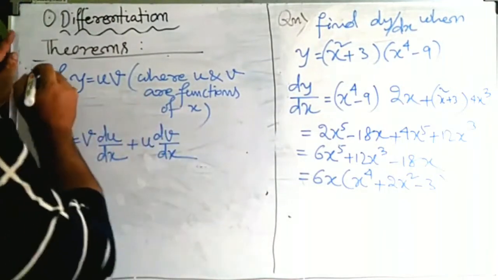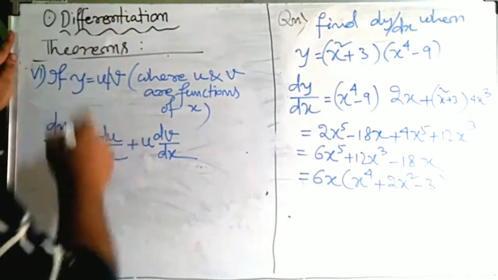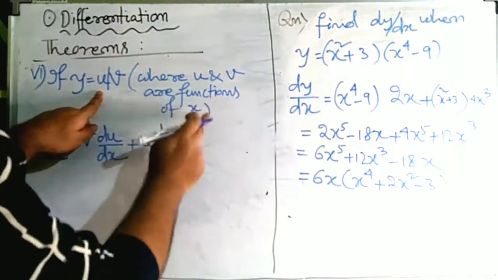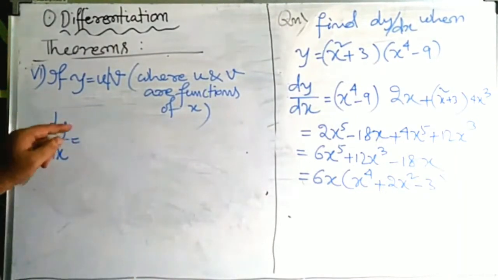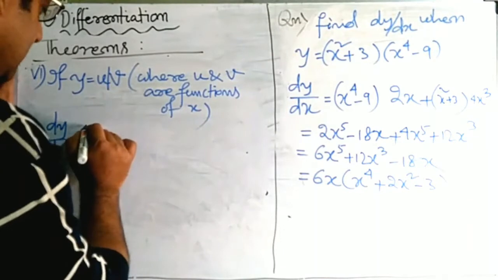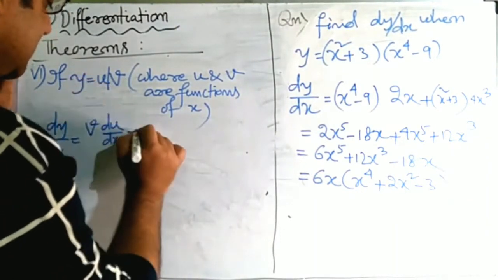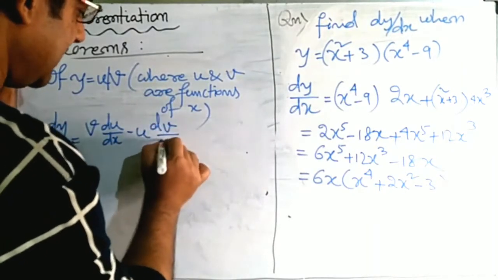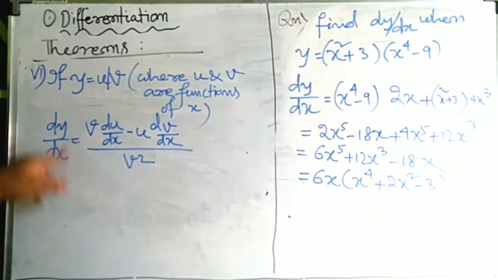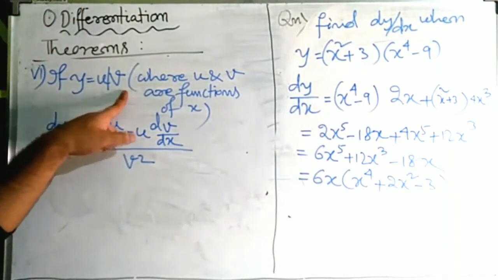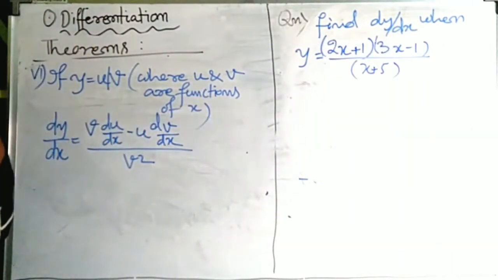Clear? Now we'll see another important example. If y is equal to u divided by v, where u and v are functions of x, then what is dy by dx? Then dy by dx is (v du by dx minus u dv by dx) whole divided by v square. This is the formula for dy by dx when y is equal to u by v, and u and v are functions of x. To understand this, let's take up one question now.